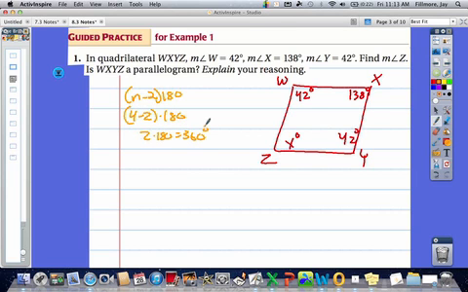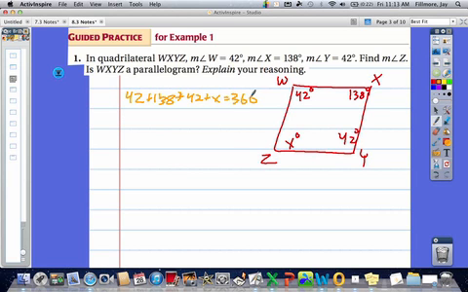Now I did that quickly because many of you probably already remember that a quadrilateral always adds up to 360, much like how a triangle always adds to 180 degrees. So all of these together should add to give us 360. So I can say, if I add 42 and 138, and my other 42 and my x, that should equal 360, because this is a quadrilateral.